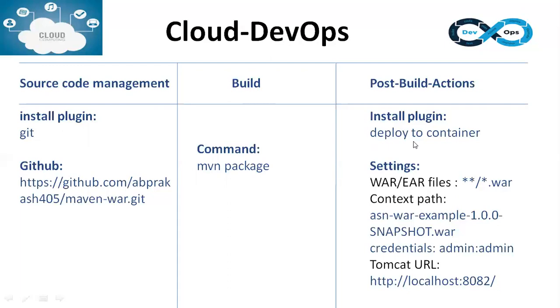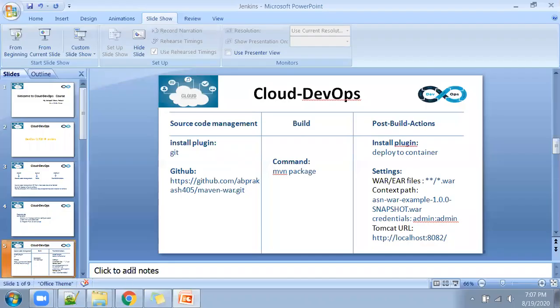For deployment, we need another plugin called Deploy to Container. Once we install the Deploy to Container plugin, we can configure the settings below and then we will be able to deploy our package to the Tomcat server. Let's see practically how we can do that.